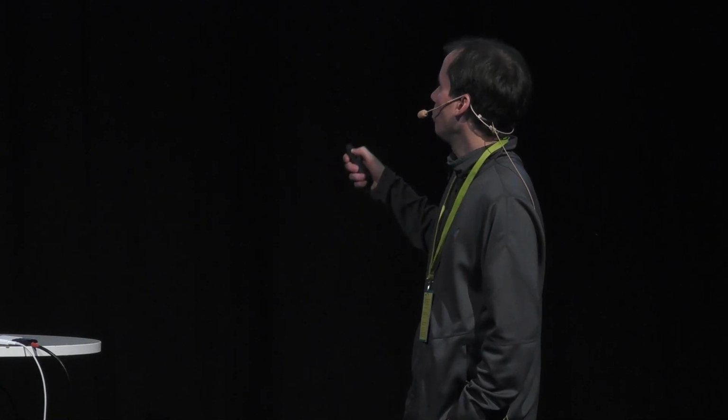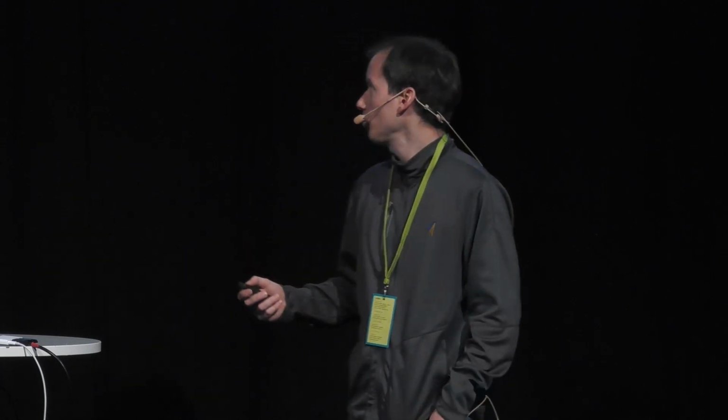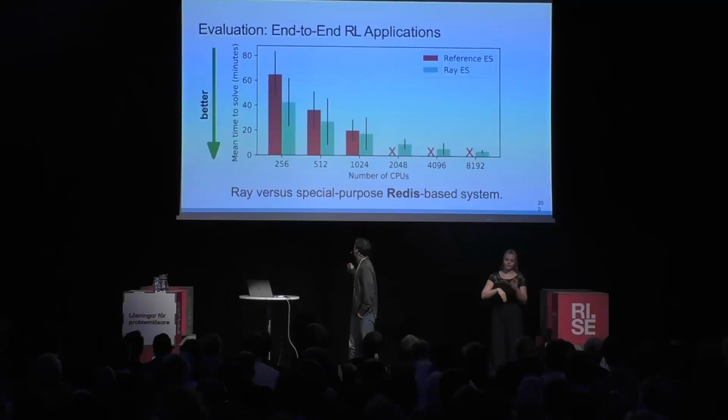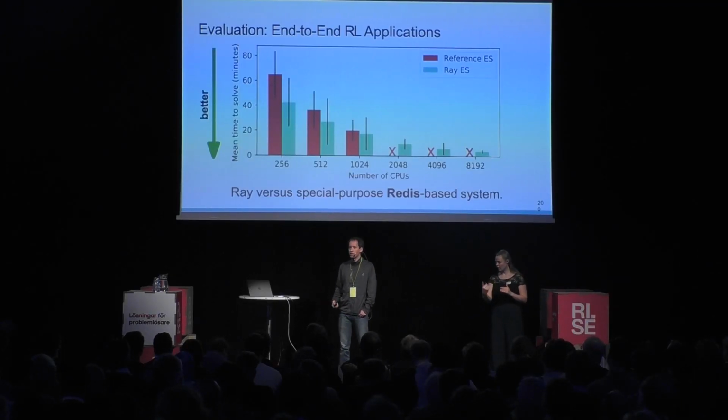And with Ray, we can actually, so here we have a plot of the mean time to solve the problem. In this case, it's a robotic task where you learn walking, basically. And then here's the number of CPUs being used for the computation. And Ray is the blue bar. It's faster than the Redis-based solution, and it can also scale much higher, up to 8,000 cores, which actually gives a new state-of-the-art result on this benchmark.